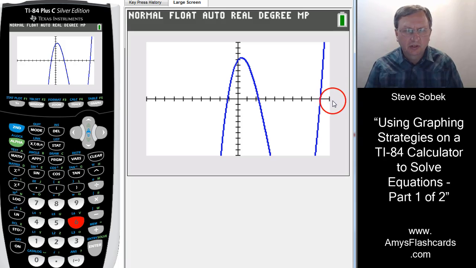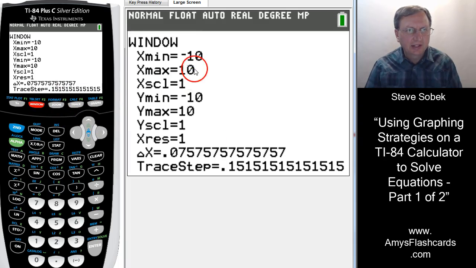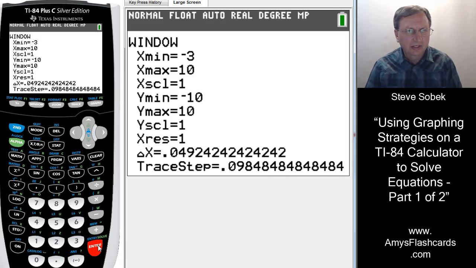We're good in terms of x max. We're good up here in terms of y max. We need to go a little bit lower to see the bottom of this graph. Not that that is going to be critical to this particular application, but let's get some practice showing the full graph there. So hit the window button, and let's decrease x min to -3. Hit enter. X max is good. Let's hit the down arrow key to highlight y min.